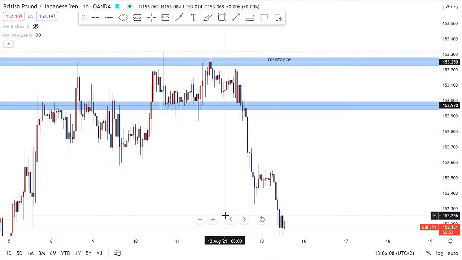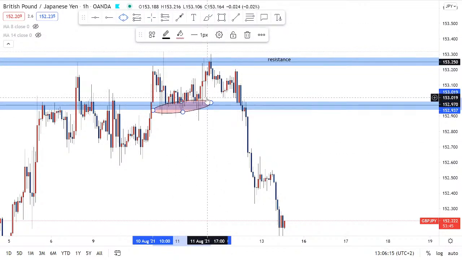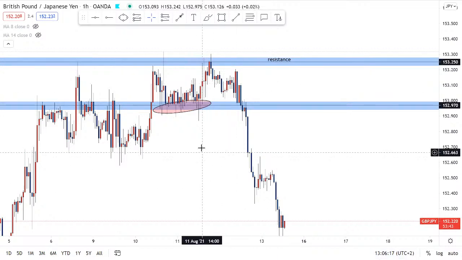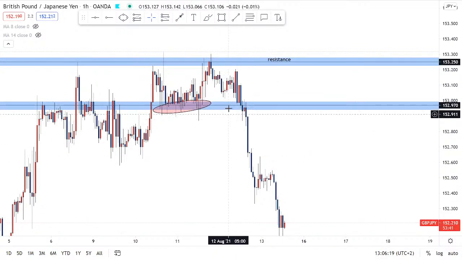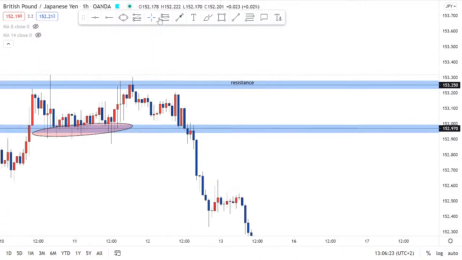So basically look what happened. The market has been rejecting these areas for a while now. As you can see, finally the market came and broke this support. After breaking this support here, let me zoom in a bit. Look at this. Look what happened.